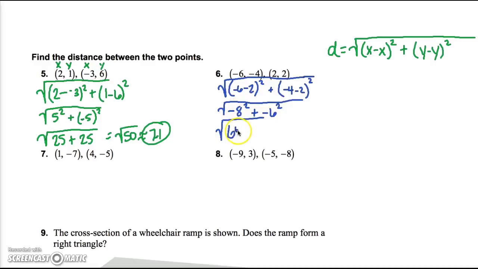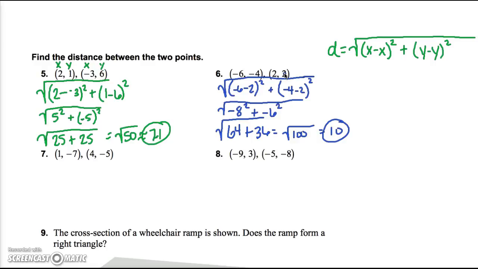Negative 8 squared is 64. Negative 6 squared is 36. Add those two together. 64 and 36 is 100. And the square root of 100 is 10. So the distance between those 2 points would be 10.